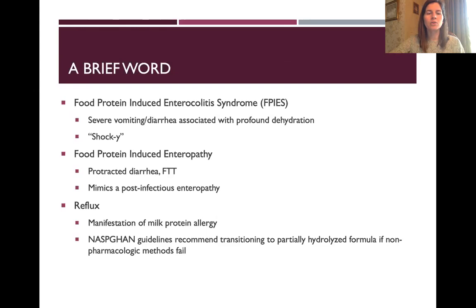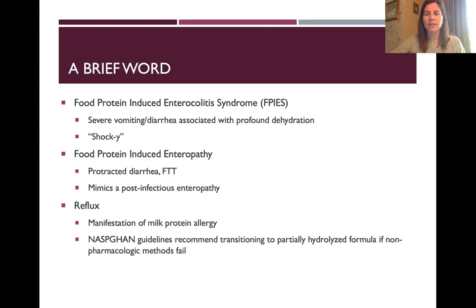I did want to briefly discuss a couple other non-IgE manifestations of cow's milk protein allergy. So first of all, FPIES or food protein induced enterocolitis syndrome. These kids, when they are exposed to cow's milk protein, they present sick. There's typically severe vomiting and diarrhea associated with profound dehydration, and they look shocky.